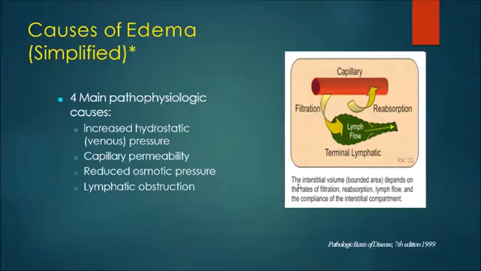So this is just the same thing that we went over in the previous slide. It's just a simplified version. So the four main causes are increased hydrostatic pressure, capillary permeability, reduced osmotic pressure, and lymphatic obstruction.